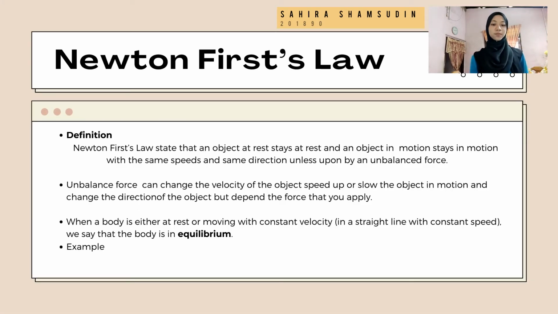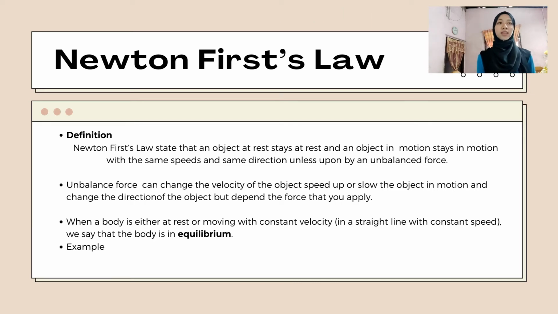Newton's first law. Definition. Newton's first law states that an object at rest stays at rest, and an object in motion stays in motion with the same speed and same direction unless acted upon by an unbalanced force. An unbalanced force can change the velocity of the object, speed up or slow down the object in motion, and can change the direction of the object, depending on the force that you apply.